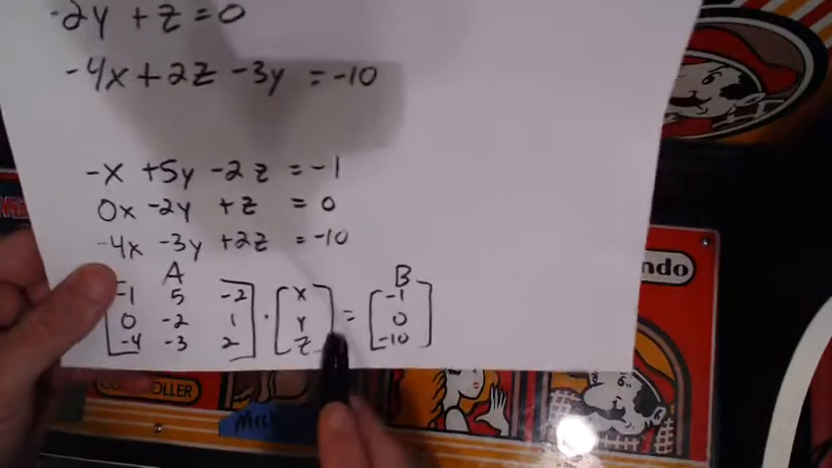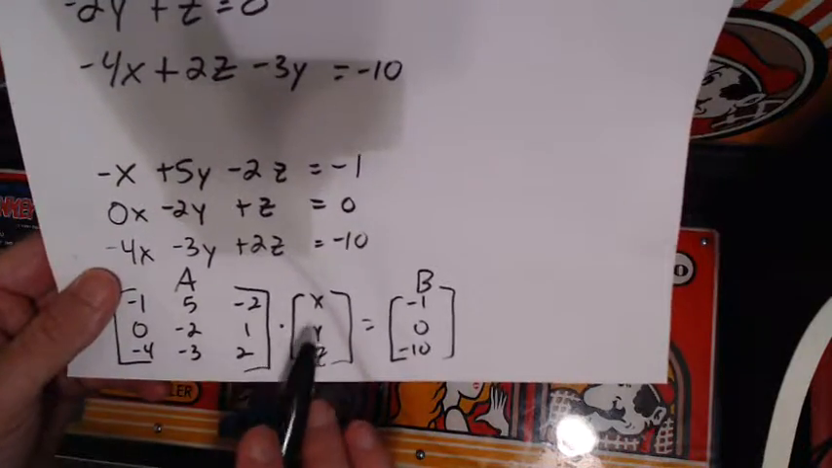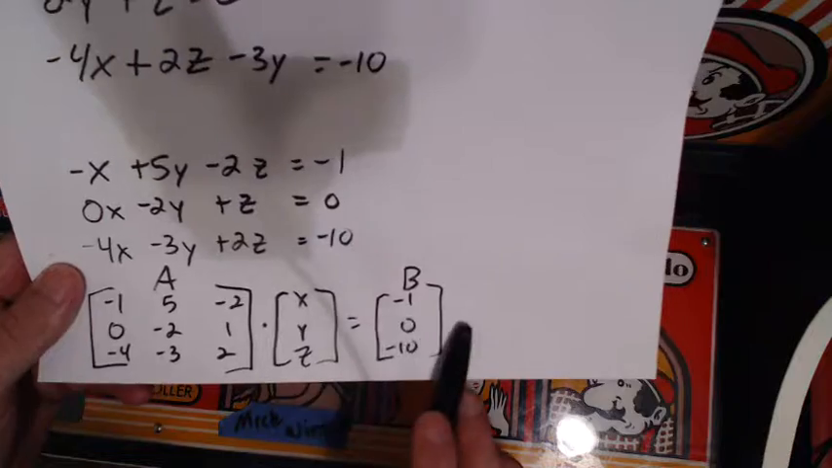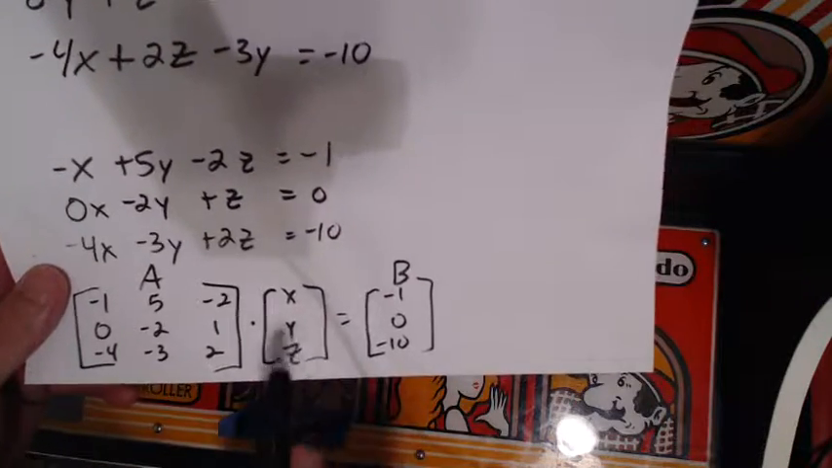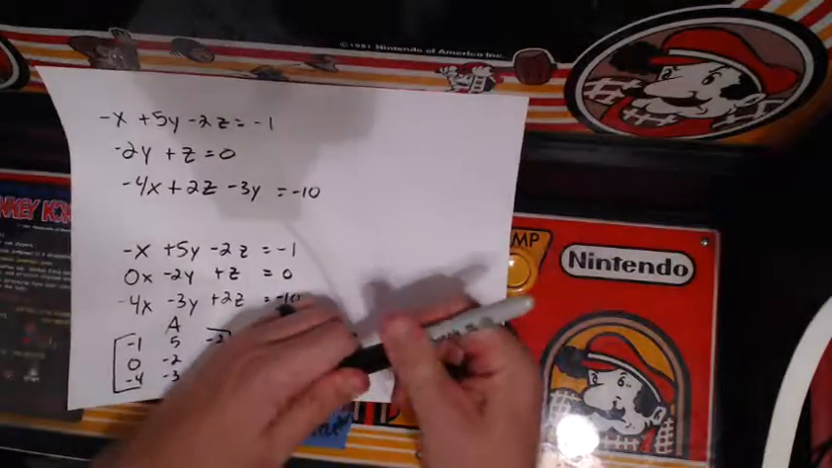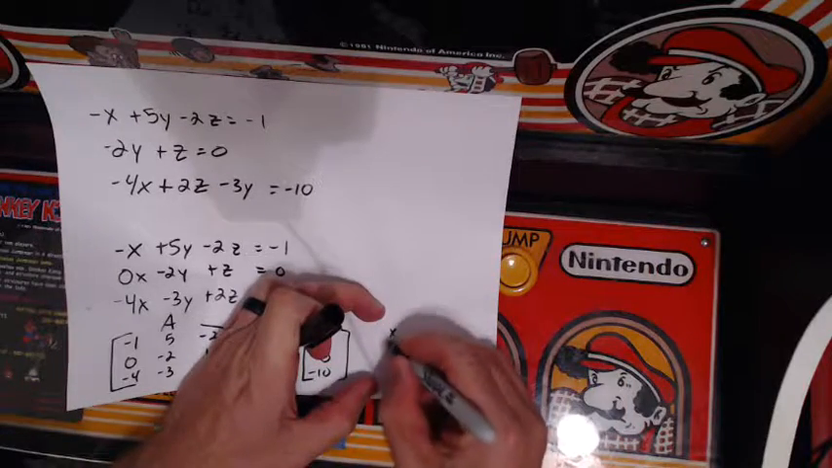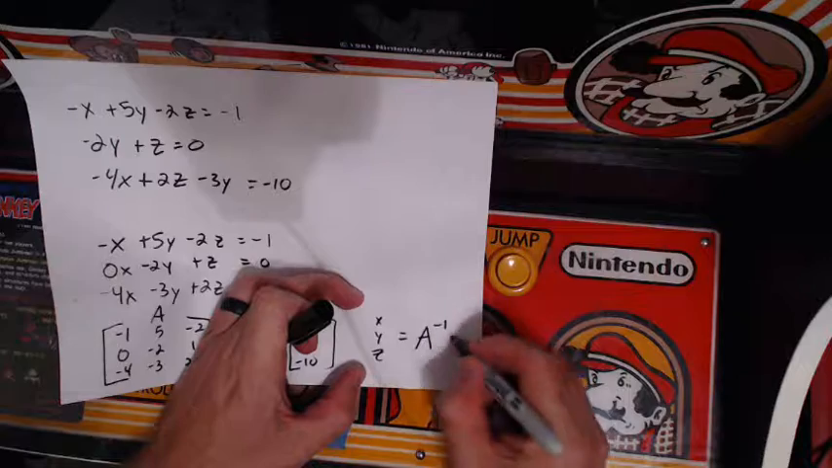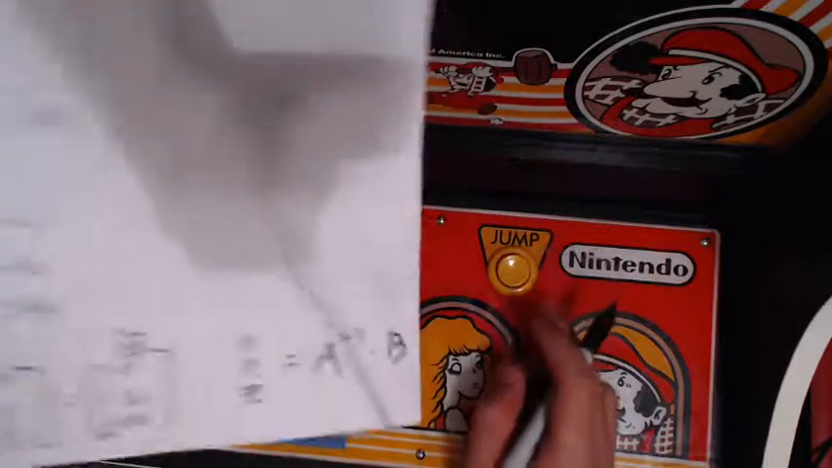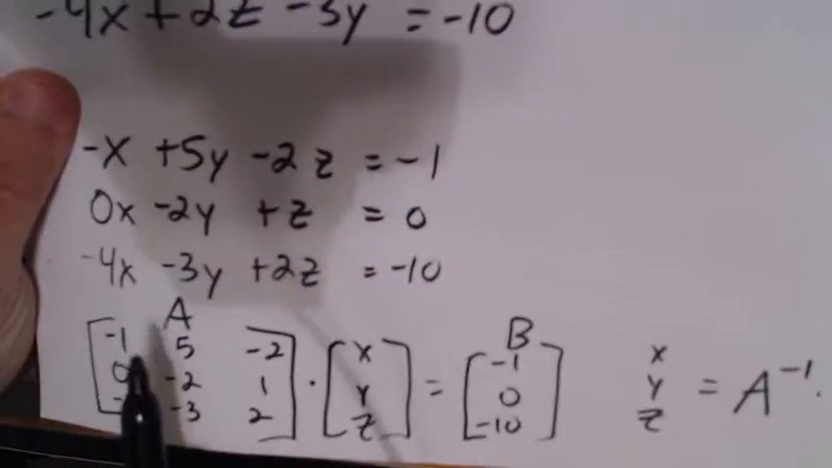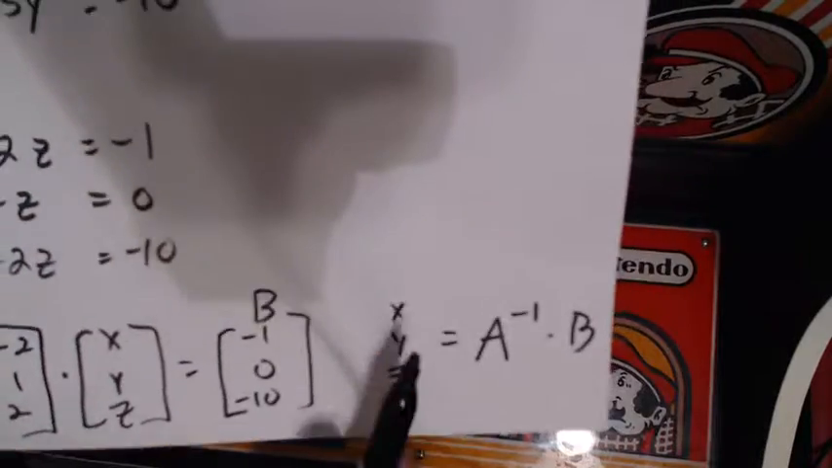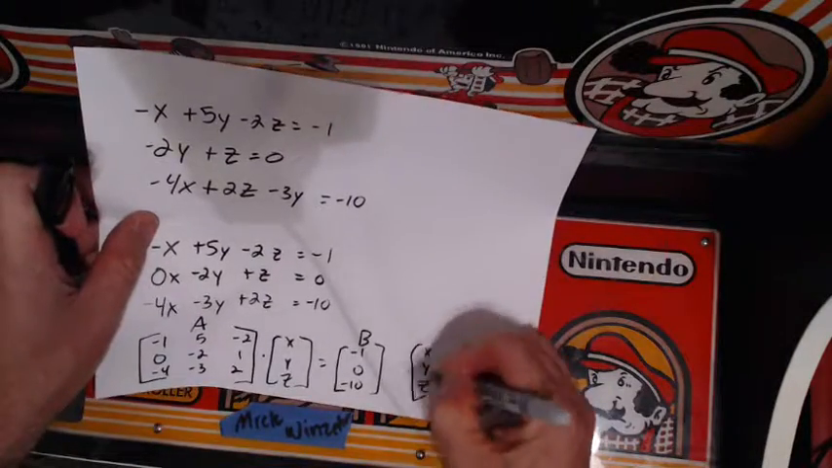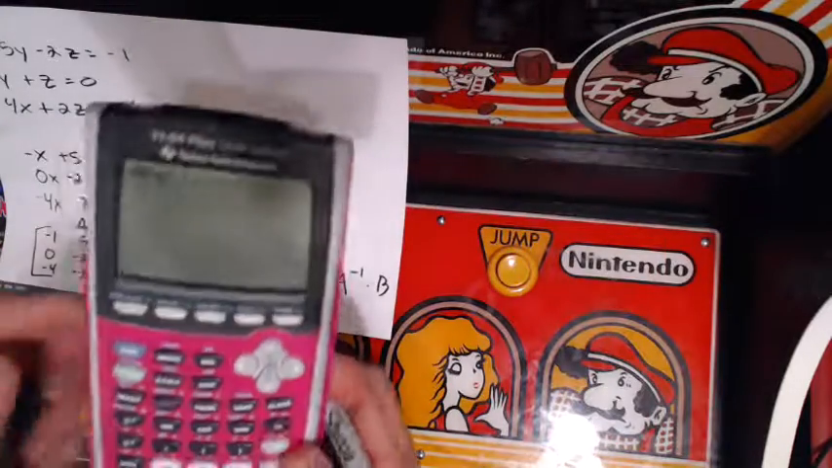If you want to solve this, with any of these systems, this is called a matrix equation. Anytime you have a matrix equation, those three numbers right there, x, y, z in this case, will equal the inverse of A times B every time. See that? All you have to do is take the inverse of this times this, and you will have your three answers.